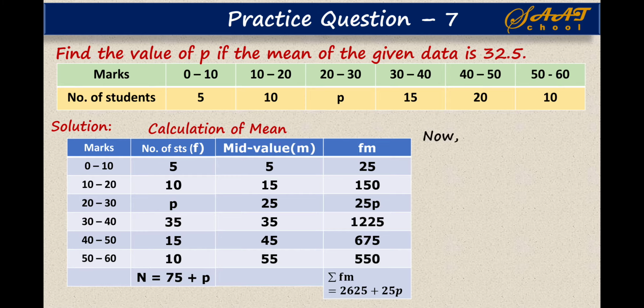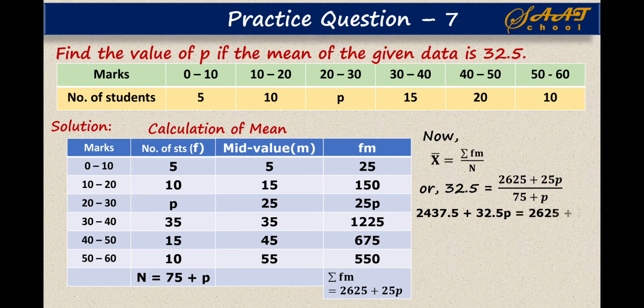Now we know the relation of the mean with the sum of fm and n. That is, mean equals the sum of fm divided by n. The sum of fm in this case is 2625 plus 25p, the value of n is 75 plus p, and the given value of mean is 32.5. If you cross multiply, you get something like this. We subtract 32.5p and 25p. Again, we subtract 2625 from 2437.5. That gives 7.5p equals 187.5. Finally, the value of p equals 25. And that is the value of p, which is what we had to find in this case.